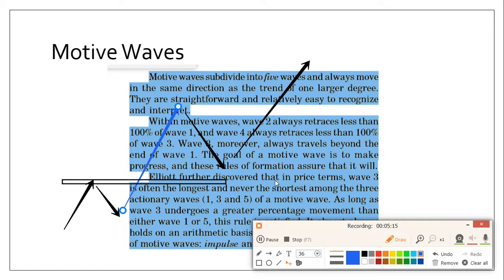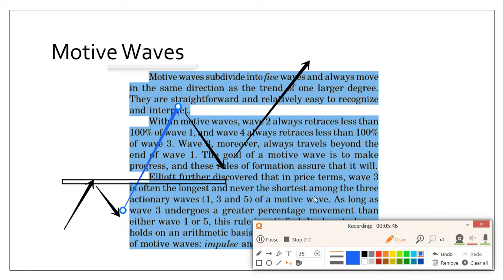So Elliott wave further discovered that in price terms, wave 3 is often the longest and never the shortest. Remember that we talked about this earlier in the videos. We've been talking about it in almost all the videos that we have done. Never the shortest among the three actional waves. So remember, we said that wave 1 can be the longest, but wave 3 can never be the shortest among all of the motive waves. So we can even have wave 5 being the longest, but wave 3 should never be the shortest.